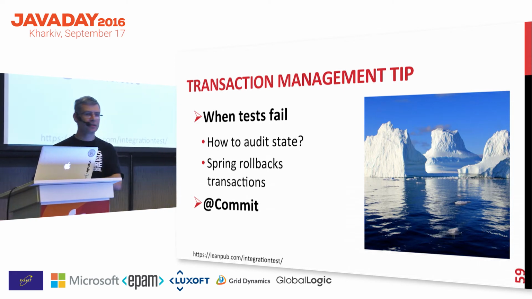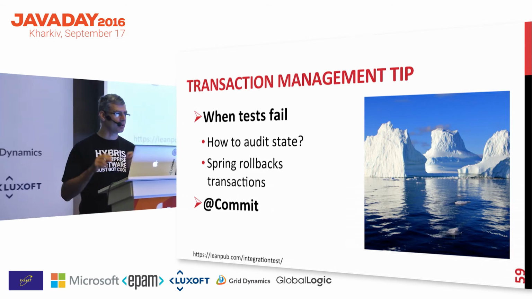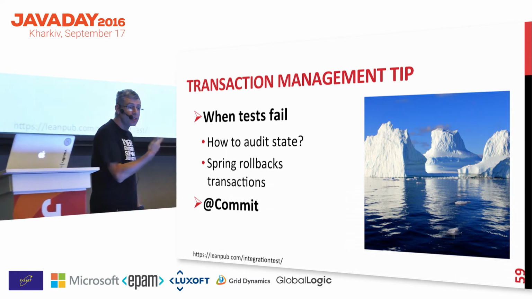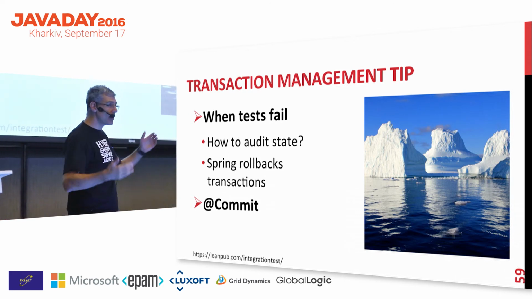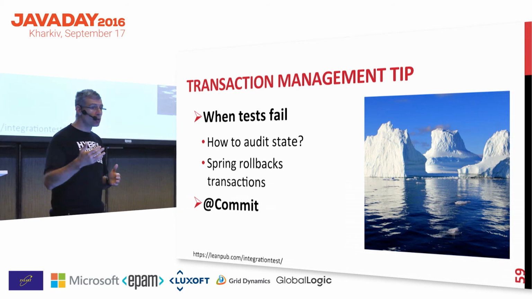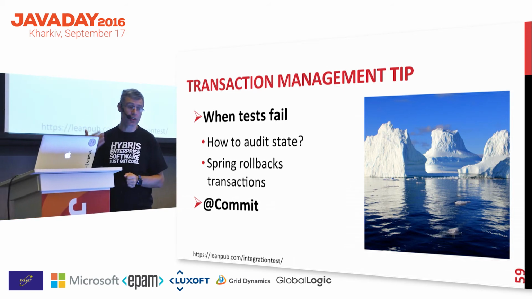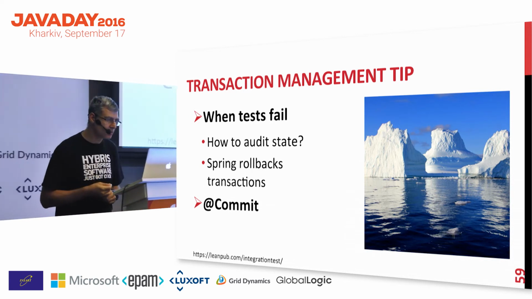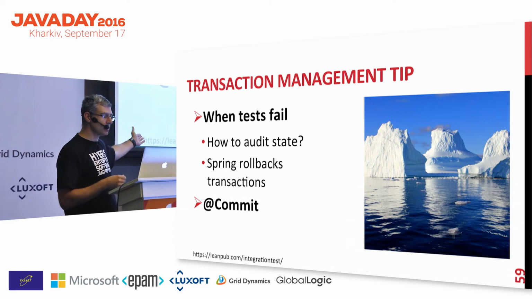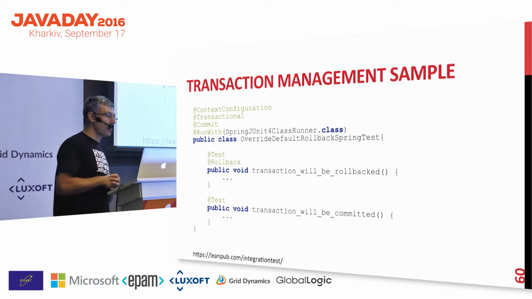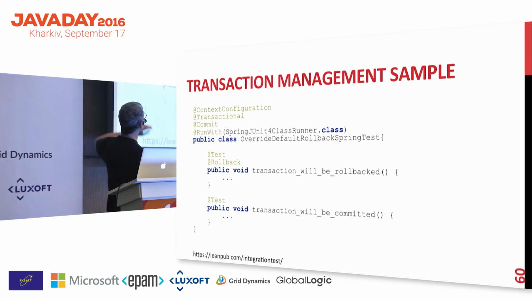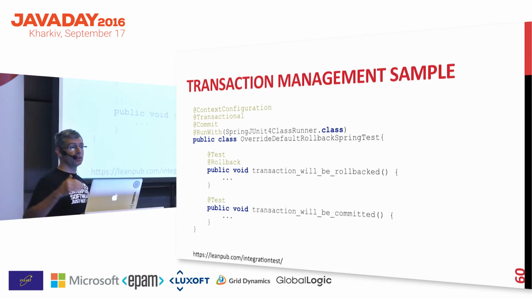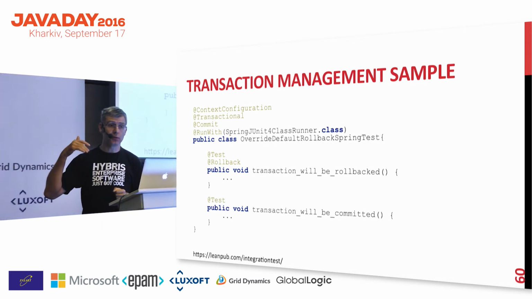However, when things go wrong, when a test fails, you want to know what is in the database. You want to audit the state. Where was I? What happened? So you want to commit your changes. You want to commit your transaction, even if the test fails. And for that, there is an annotation, Commit. So just tell Spring @Commit. Otherwise, it will roll back your transaction by default.